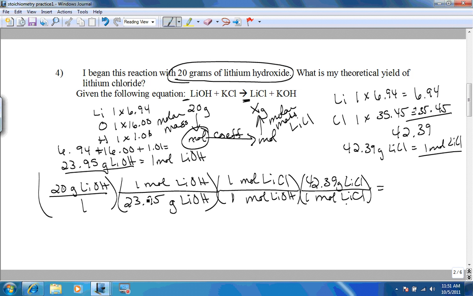So it's 20 divided by 23.95 because it's on the bottom, times 1 divided by 1, then times 42.39 because that's on the top. So that comes out to be 35.4 grams of lithium chloride, or if you round it up, it's 40 grams of lithium chloride. The reason why you might want to round it up is because of significant figures.